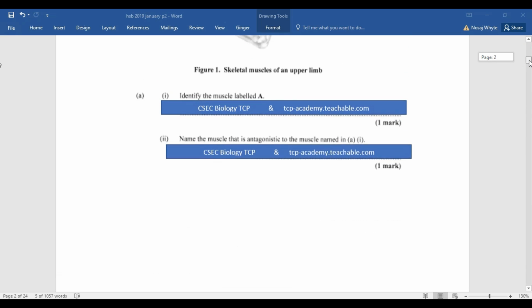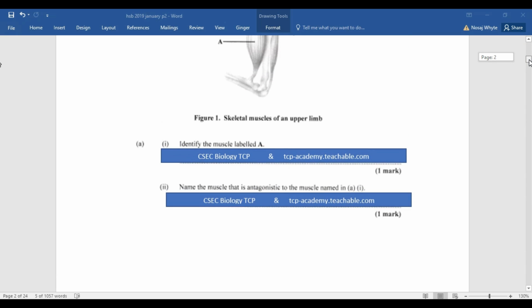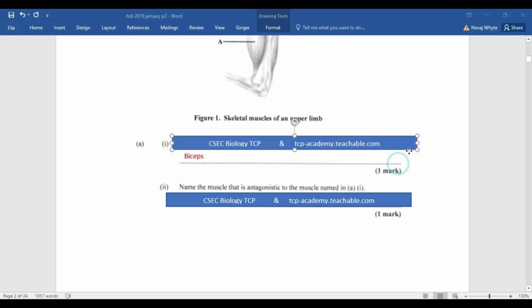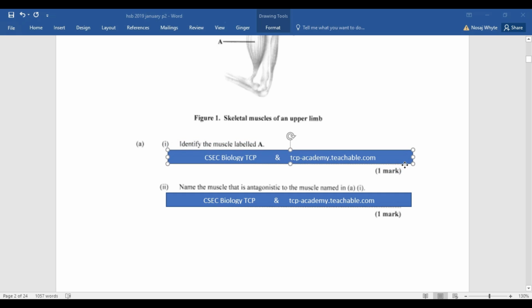So we're looking at the upper limb, that's of course on the arm. So identify the muscle labeled A. That muscle on the front of the arm there, the upper arm, is going to be the bicep. I do hope that you would have gotten that, as our students would have asked us to, of course, cover the answer so they get a fair chance to attempt the question.